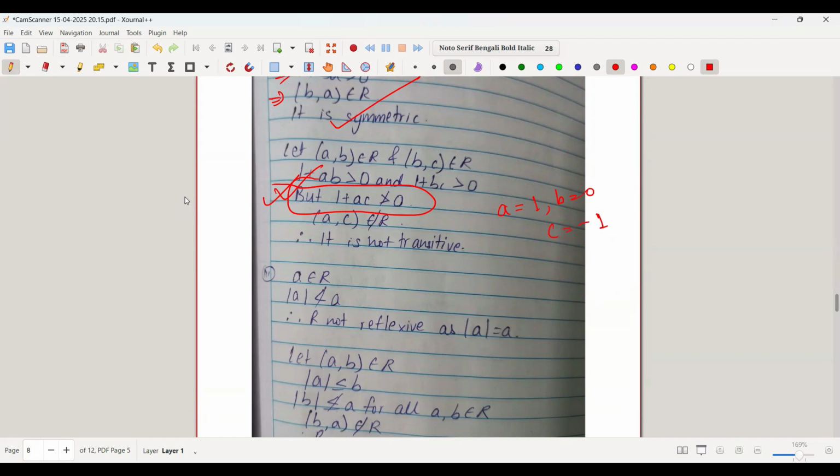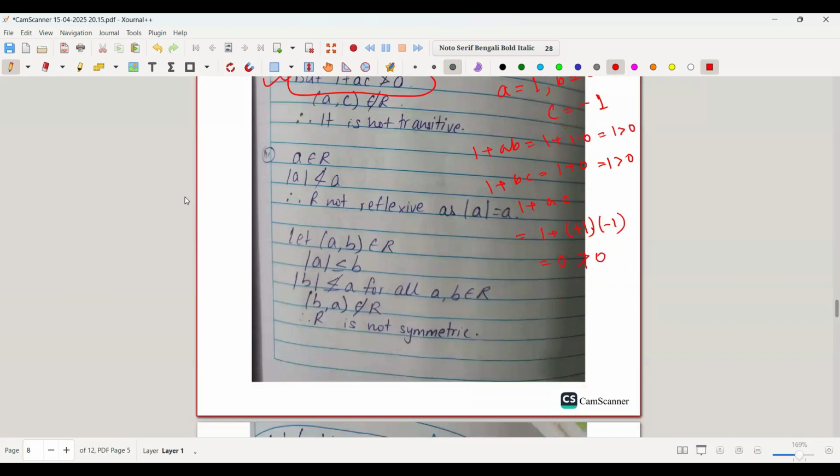Then 1 plus AB is equal to 1 plus 1 into 0, which is 1, and it is greater than 0. So A comma B belongs to R, and 1 plus BC is again 1 plus 0, which is equal to 1, which is greater than 0. But 1 plus AC is equal to 1 plus minus 1 into 1, this is plus 1, this is minus 1, so this is equal to 0, but 0 is not greater than 0.